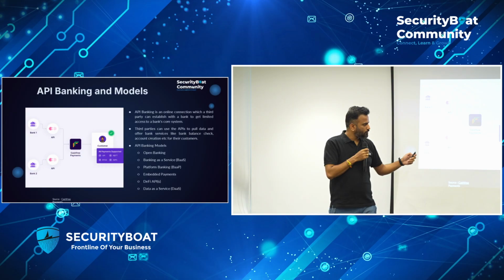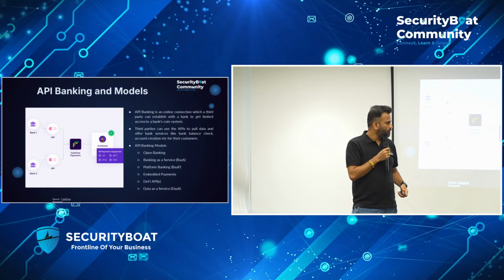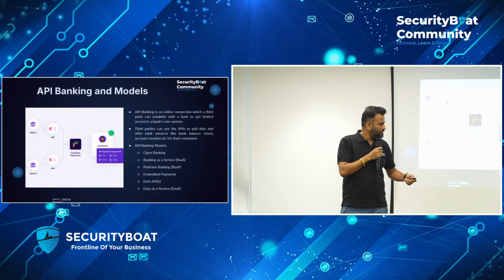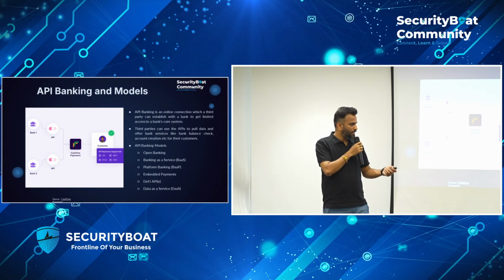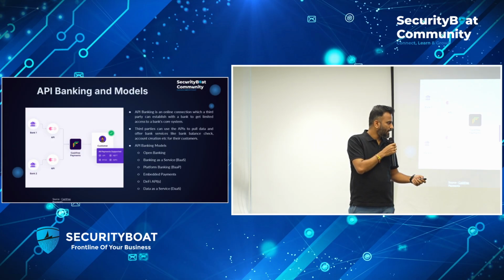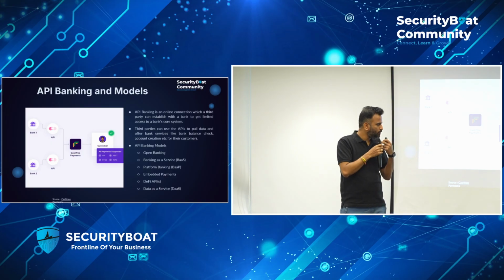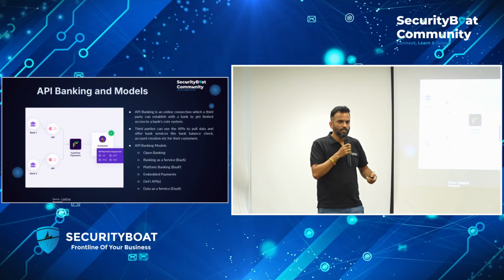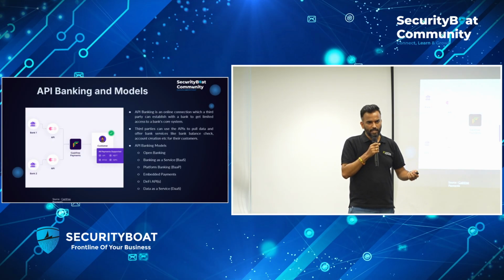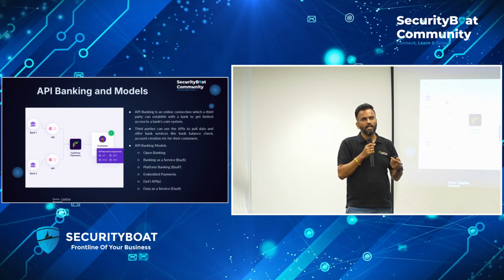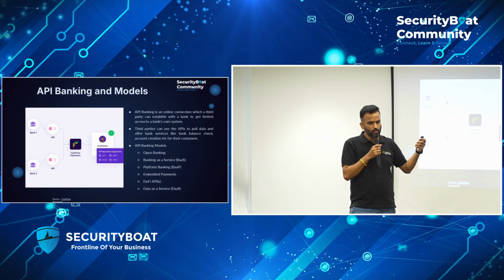So there are different models of API banking. First is open banking, then banking as a service, platform banking, embedded payments, DeFi APIs, and data as a service. If I just give a small introduction, open banking is basically where the bank opens some APIs for use. It's a public API. They will say, okay, you can use this API for accessing a certain amount of data of a customer, for example name, account balance, all those things. For example, you use any kind of wallet. That wallet fetches your balance from the bank API and shows it to you.